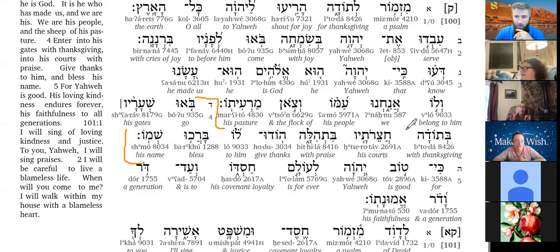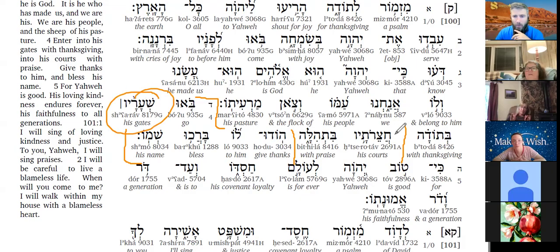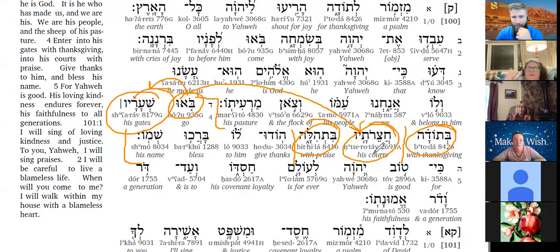And then here's parallelism. Chatzerotav bitila. So we've got sha'arav with chatzerot, and betoda with bitila. So the bo'u applies both to the first part of the line and the second part. Come to his gates with thanksgiving, come to his courts with praise.